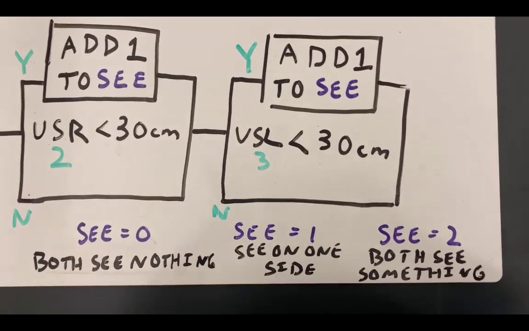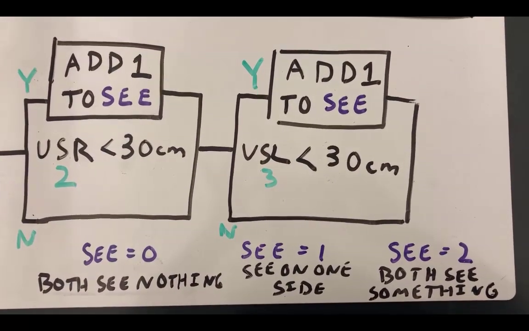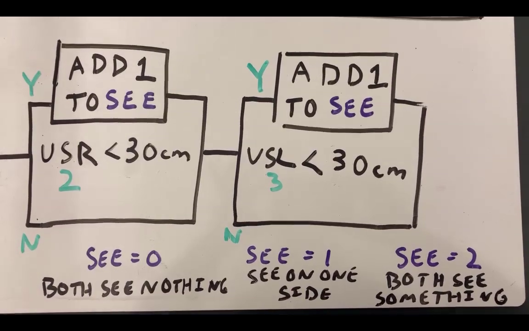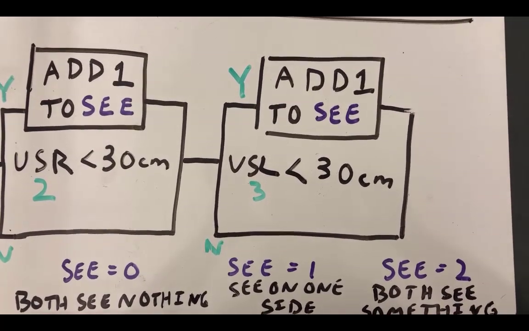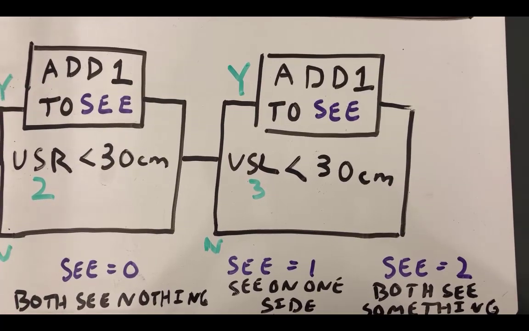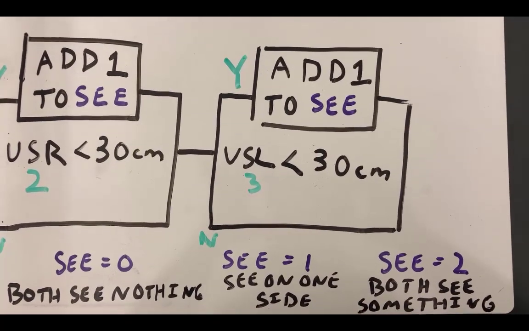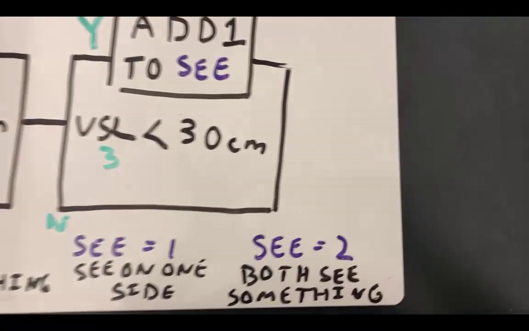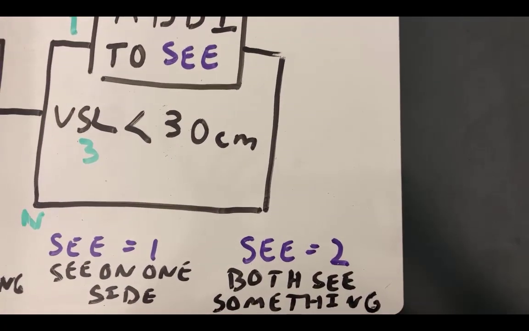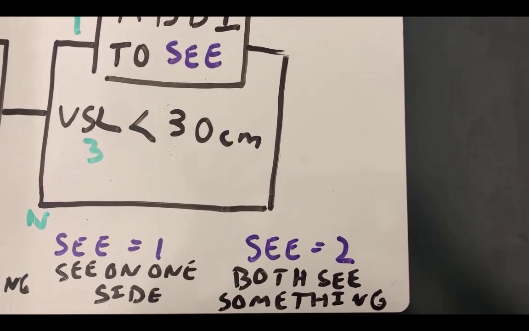So you have 3 options. If C equals nothing, then there's nothing in front of you. If C equals 1, then something is on one side of the robot. You don't know which one, but something is definitely on one side, so you'll be turning. And finally, if C equals 2, they both see something, therefore go and attack.